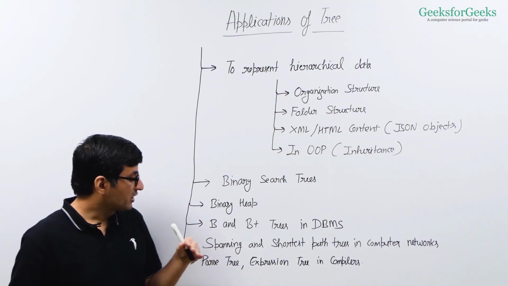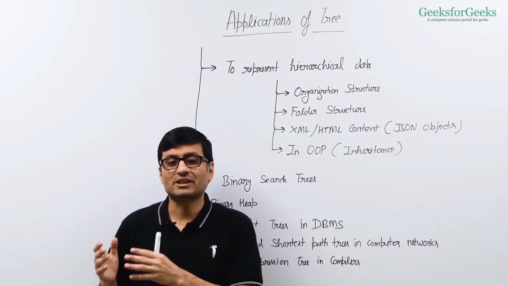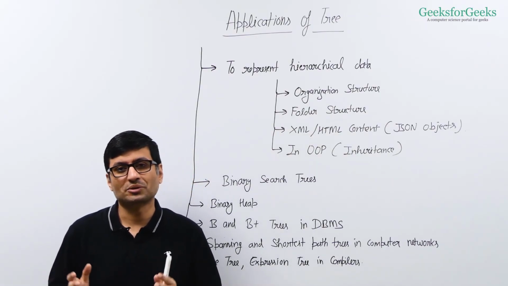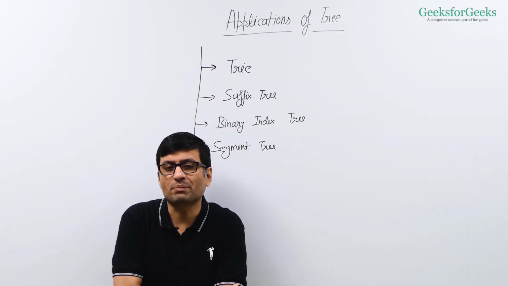The last application is parse tree. In compilers, we have parse tree, expression tree. These trees are used to parse your source code. Here are some more variations of trees which are used in practice.